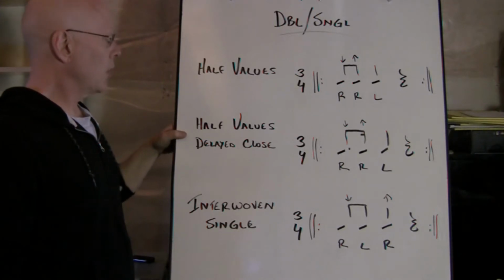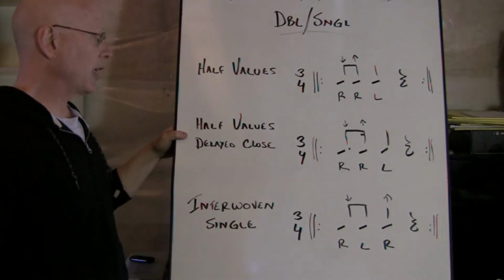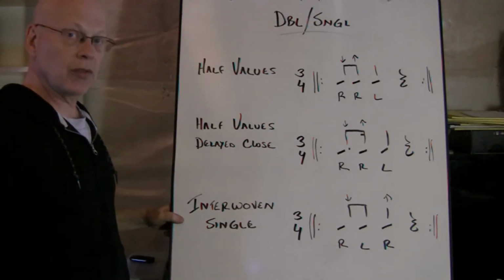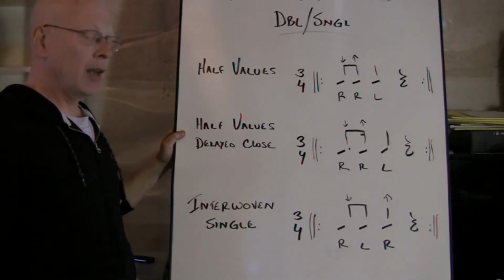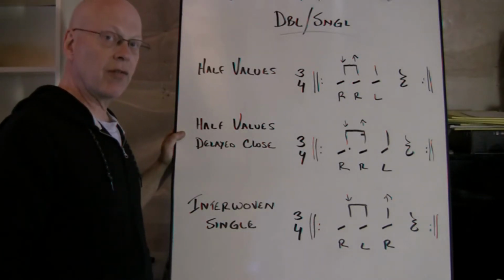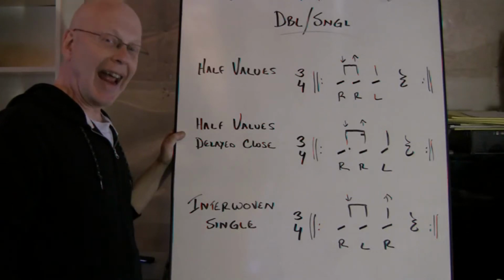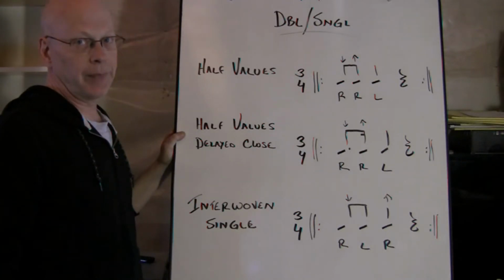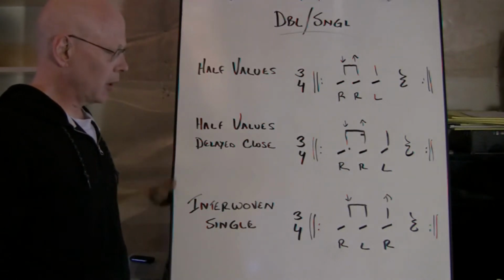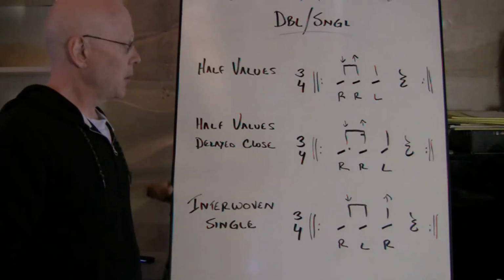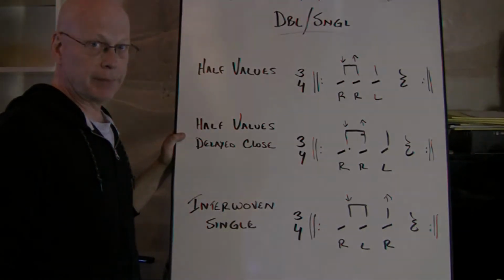We can also morph from the half values delayed close to the interwoven single and back again. This is a little trickier because it involves rhythmic morphing and mechanical morphing. So that'll take a little more time to get a handle on, but it's very doable.